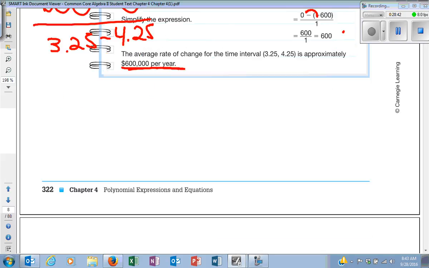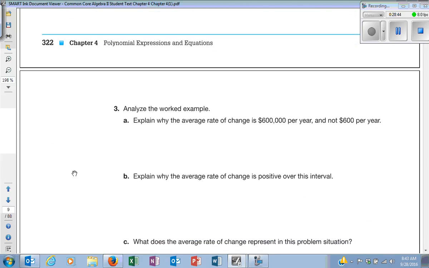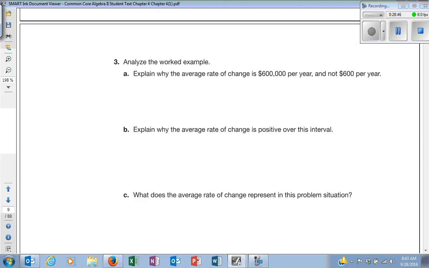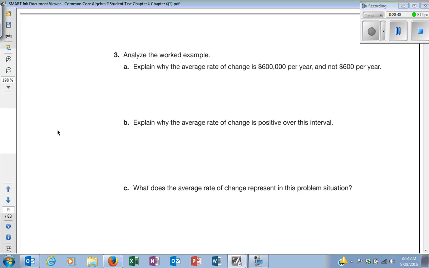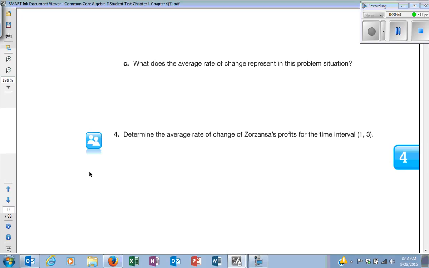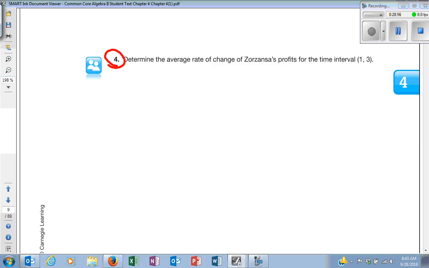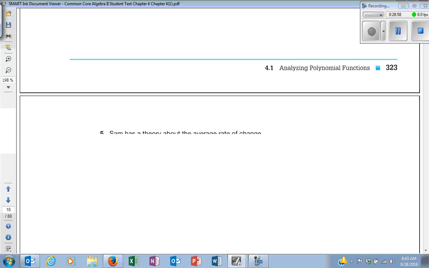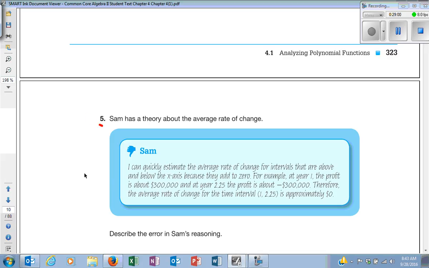So what I want you to do for homework is all of 3. We talked about it. 4, which is very similar to it. And last one, look at 5.